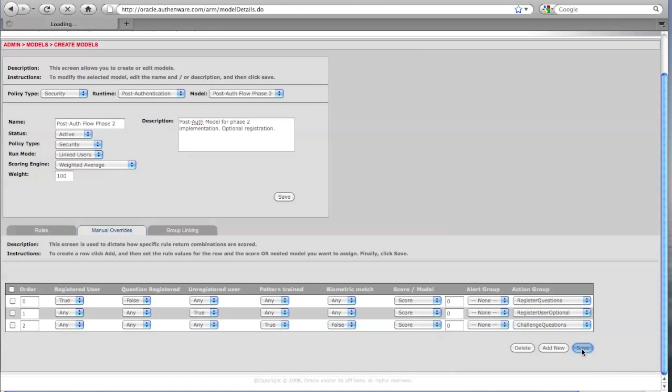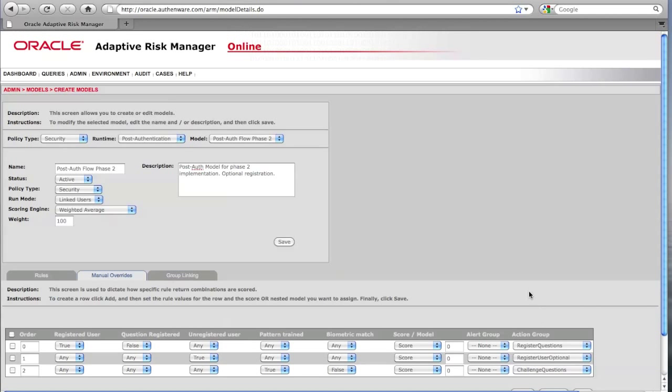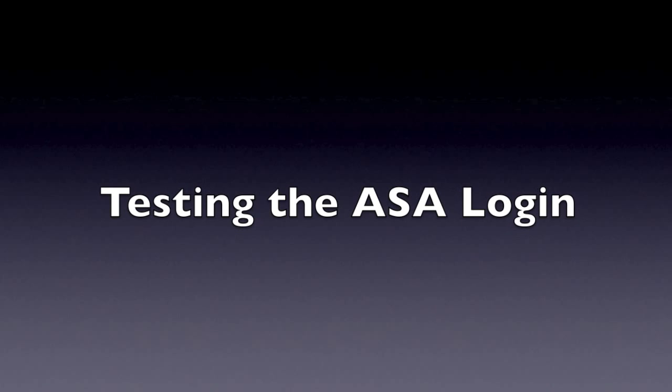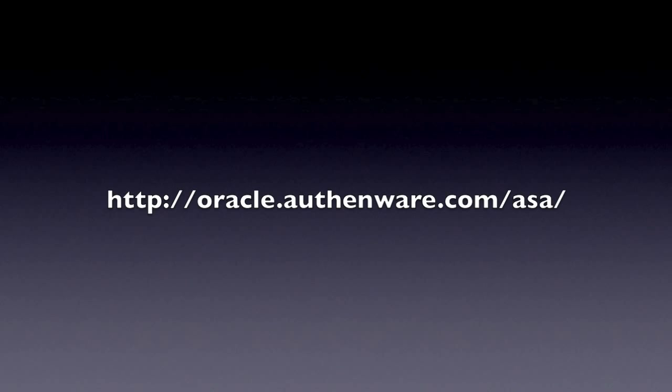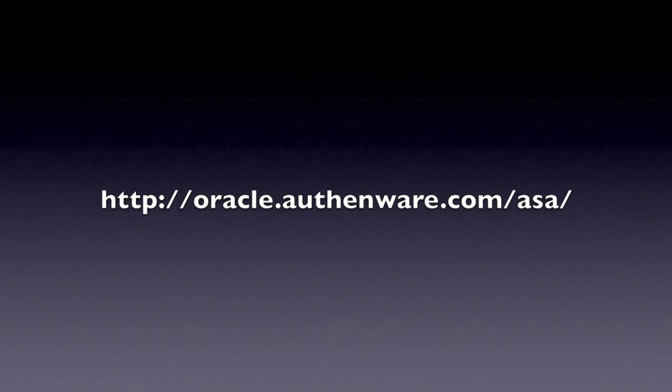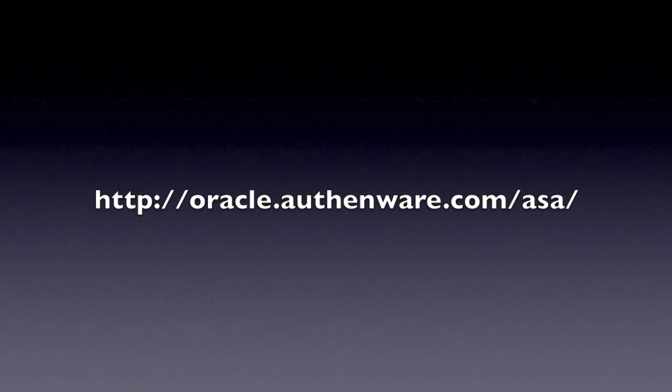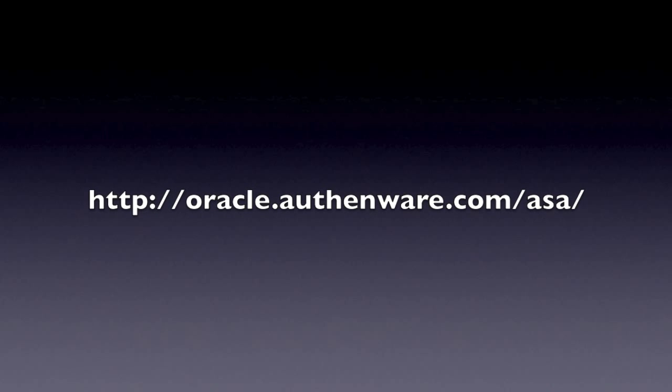We have now configured both the ASA and the ARM to work biometrically, and using the following steps, we can run a test to verify that they are functioning properly. First, enter the website http://oracle.authenware.com/ASA.